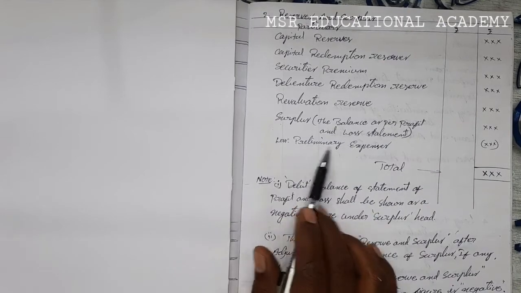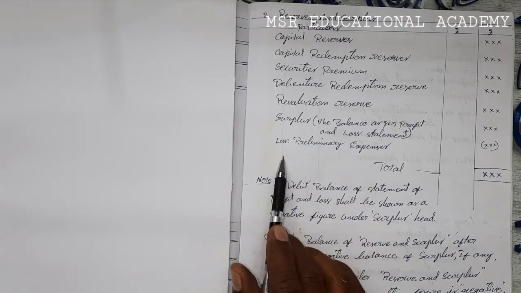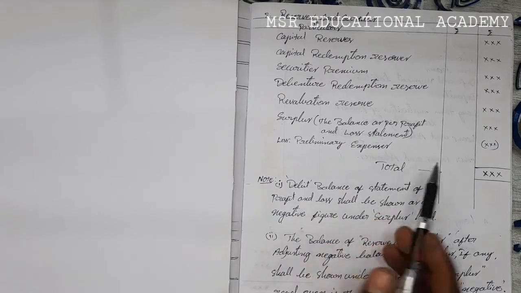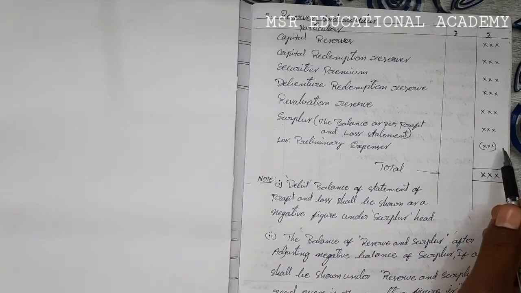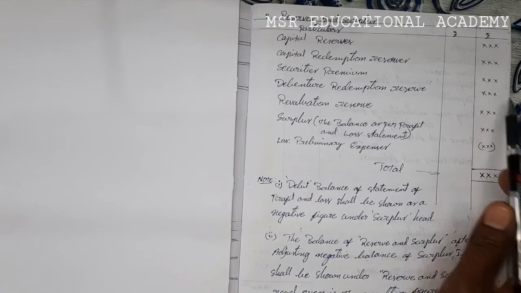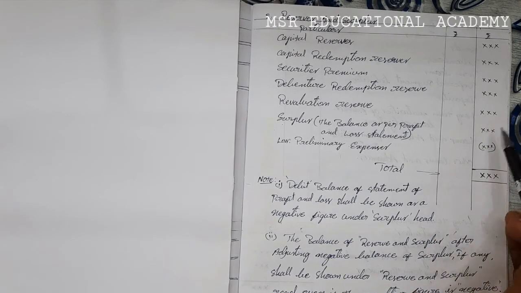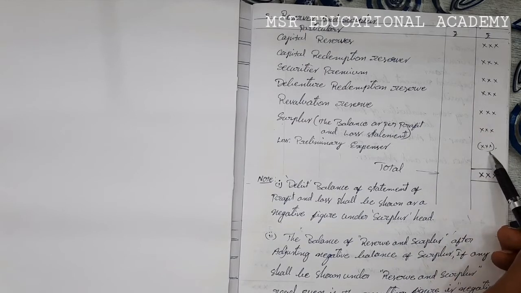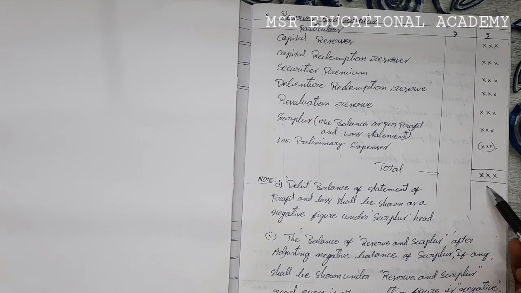And less preliminary expenses. If there are any preliminary expenses in the question, we should write them as a negative value. Okay, so these are all plus values, no? So this is the minus value. So from the plus value you can deduct the minus, then you will get the total.